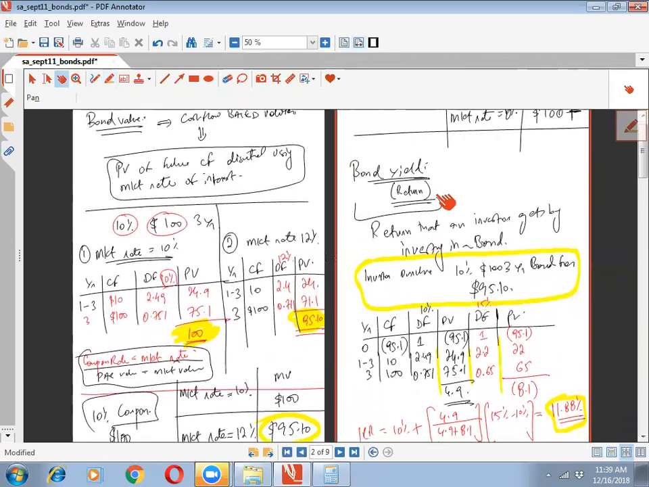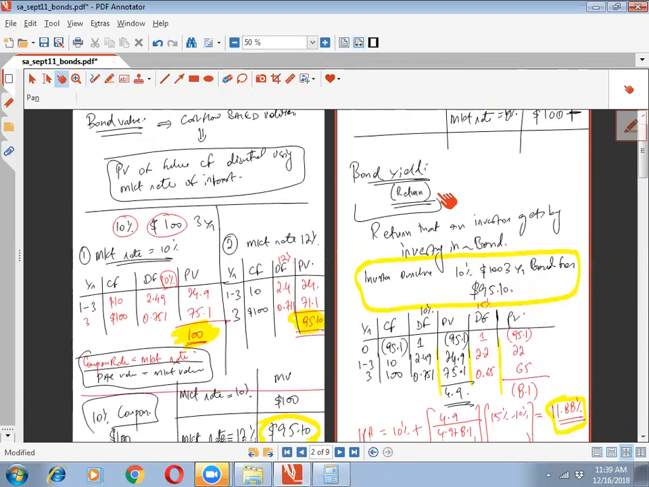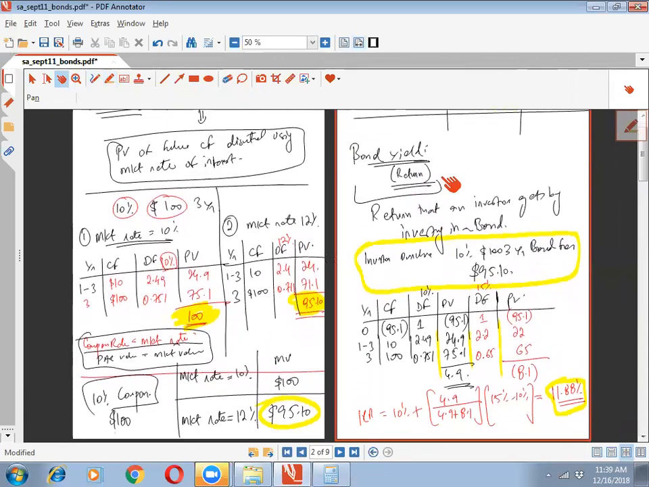What exactly is the bond value? The bond value is the present value of future cash flows discounted using the market rate of interest. And what is bond yield? Bond yield is the return that the investor gets while investing in a bond. If the bond had a coupon rate of 10% and the market rate was 12%, why was the investor willing to pay only $95.1? Because if he pays $95.1, then the yield becomes 12%, which is equal to the market rate.